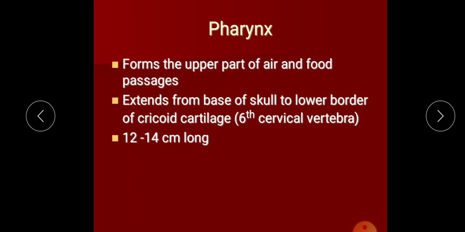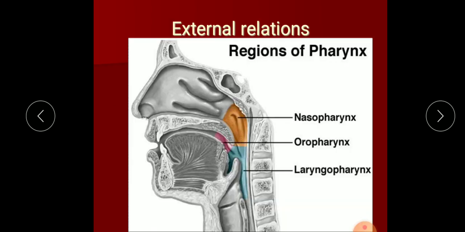It forms the upper part of the air and food passages. It extends from the base of the skull to the lower border of cricoid cartilage, where it becomes continuous with the esophagus. And always remember, this lower border of cricoid cartilage corresponds to the C6 vertebra. That's very important. It is 12 to 14 centimeters in length. Now you should be familiar with the external relations of the pharynx.